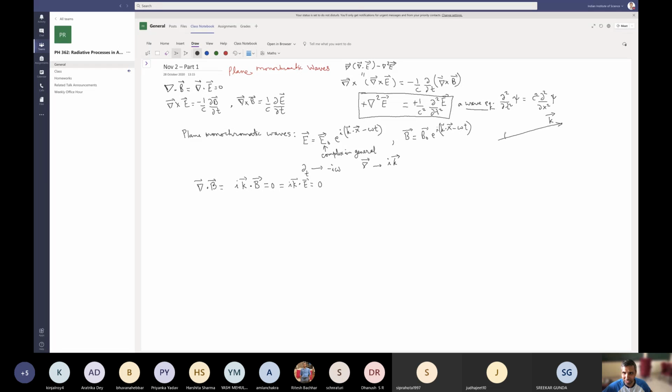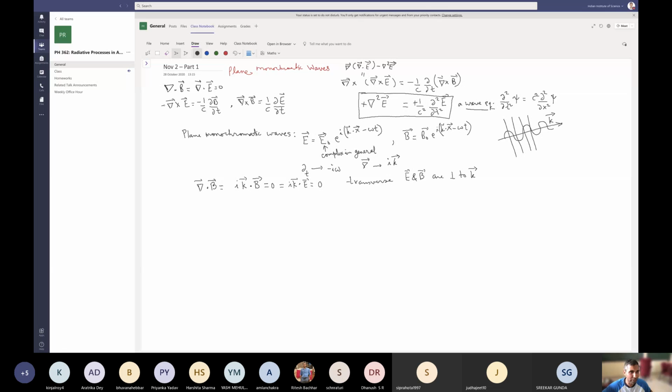So the phases of the wave are changing in this direction, and these are the wave fronts. Nothing varies along the wave front directions. Okay, wave fronts have a constant phase. So basically what it tells us is that these waves are transverse, right? Basically the fields E and B are perpendicular to k, the direction of propagation. So okay, this is good.